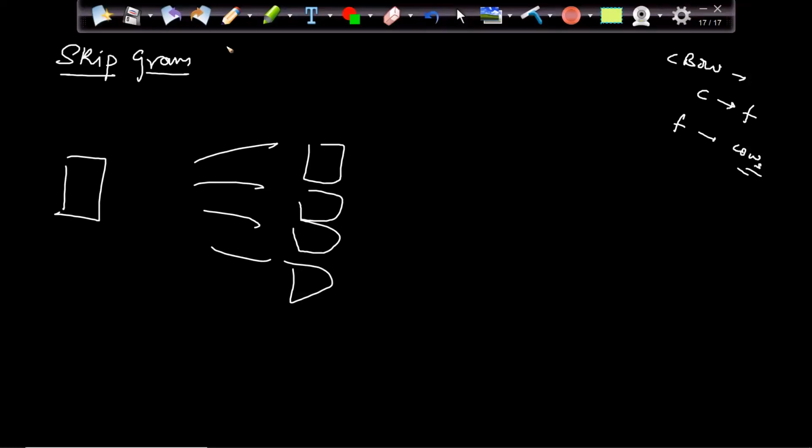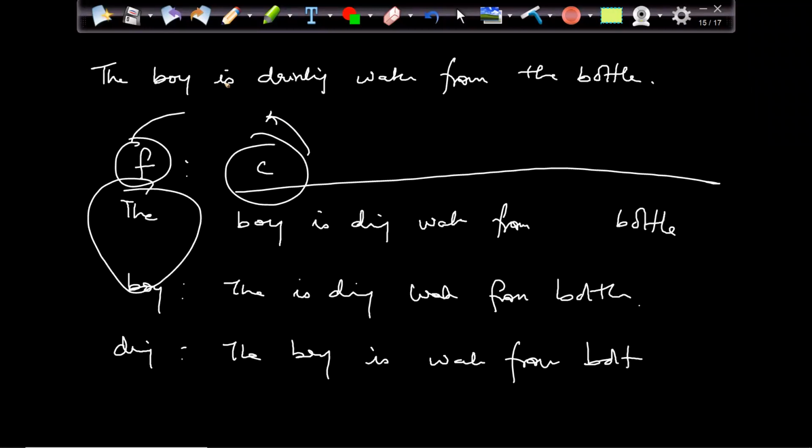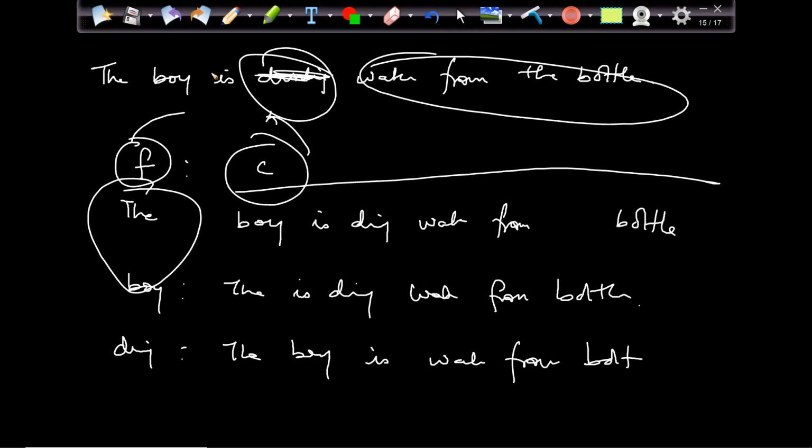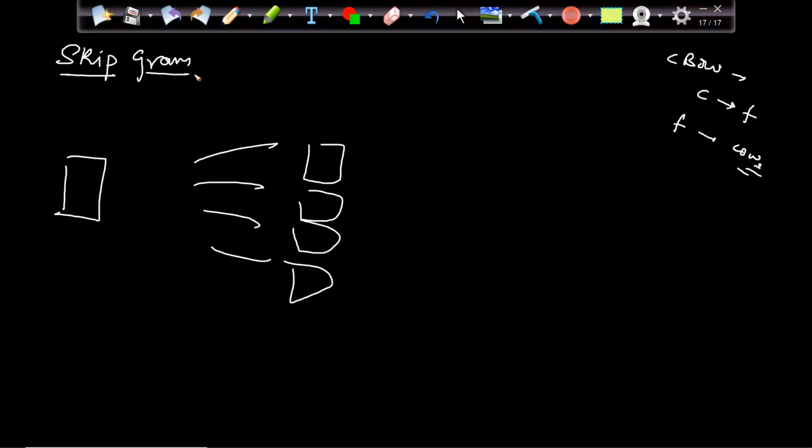Because earlier it was easy, right? I just had to fill in the blank. Suppose drinking is not there, I just have to fill the blank. But now in skipgram, I only have drinking. I have to find all these values, right? So it's obviously a tough thing. So that is what skipgram is all about. In this technique, we use the focus word and predict the context words.